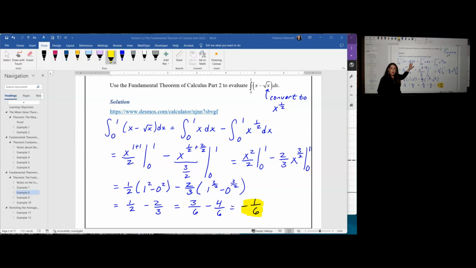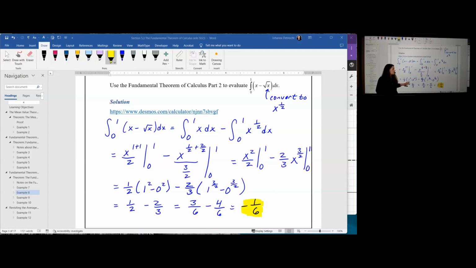I rewrote the square root of x as x to the 1/2 power. Then I applied the power rule on each integrand. This gave me x squared over 2 to be evaluated between 0 and 1, and x to the 3/2 divided by 3/2, which makes it 2/3 times x to the 3/2 between 0 and 1. There was a subtraction between the terms, so it's still there.